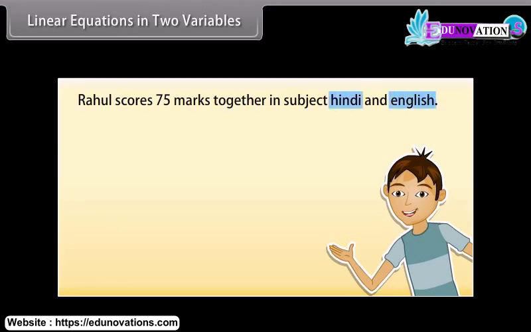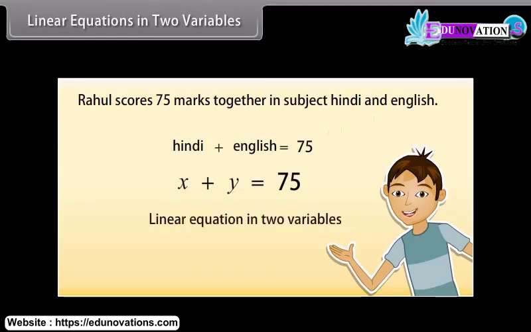Here you can see that the marks of neither of the subjects are known. That is, there are two unknown quantities. Let us use x and y to denote them. So, the marks scored in Hindi is x and the marks scored in English is y. So, x plus y is equal to 75 is the required equation. This is an example of linear equation in two variables.